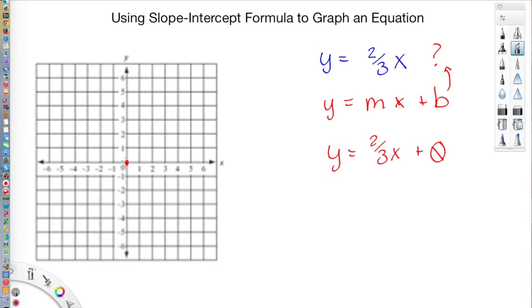What does that mean? That means I go up 1, 2, and then I go 3 to the right, 1, 2, 3. And then I can go up 2, 1, 2, and then I go 3 to the right, 1, 2, 3. And that's where my line will be. I just connect my points like so. Okay, and I can also extend it this way. There's your line. So when there is no b, your b is 0.